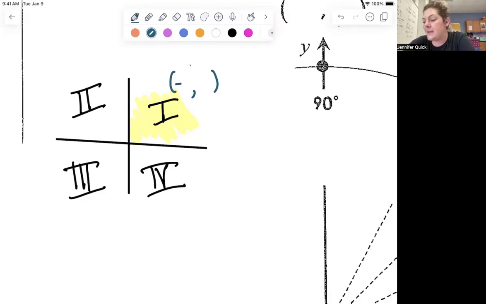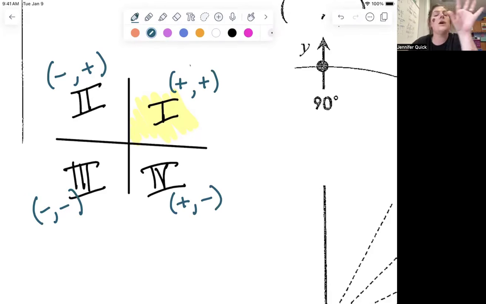Good. Positive, positive. They're always a positive value and then a positive value. Both X and Y are positive. The second quadrant: very good, negative, positive. Because if I go to the left, that's negative, and if I go up, that would be positive. The third quadrant would be negative, negative. And then the fourth quadrant would be positive, negative.